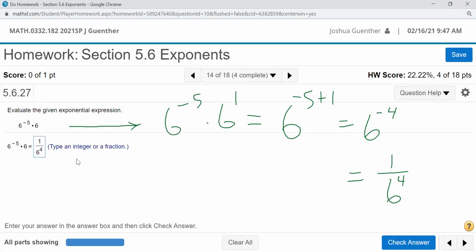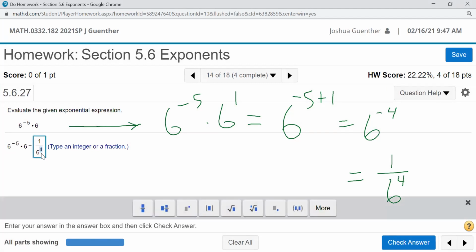And it doesn't like that. Why doesn't it like that? I guess maybe it wants us to actually evaluate 6 to the fourth here.